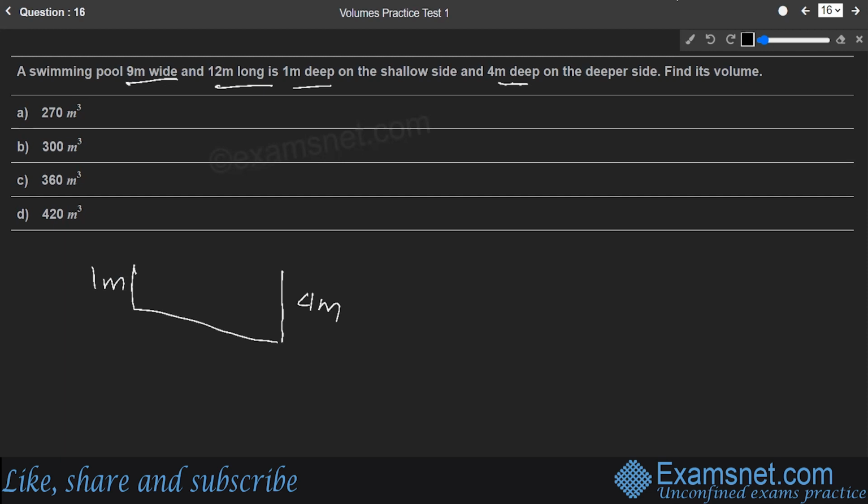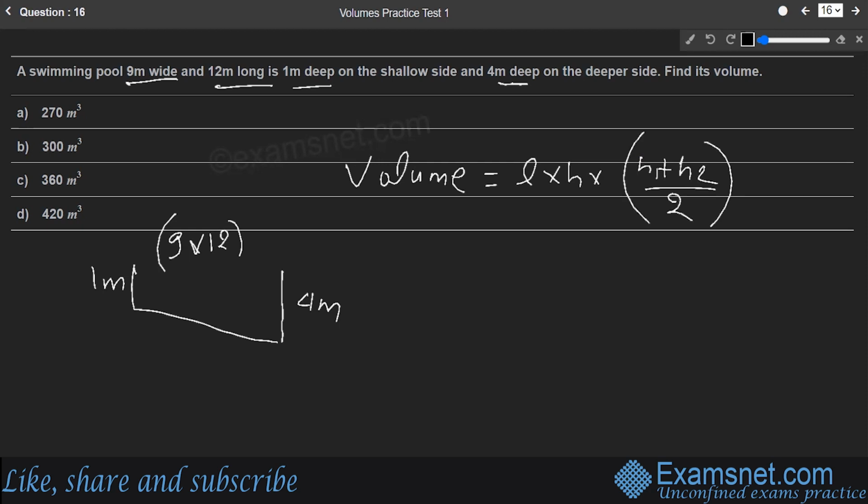Okay, so length and breadth are also given as 9 into 12. He wants us to calculate the volume. The volume of such a shape where the height is varied is given by length into breadth into (h1 plus h2) by 2. That is, depth 1 plus depth 2, by 2. This is how the volume of such shapes is given where the height is varied.